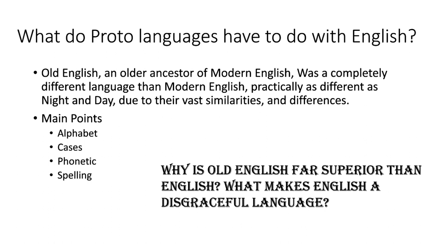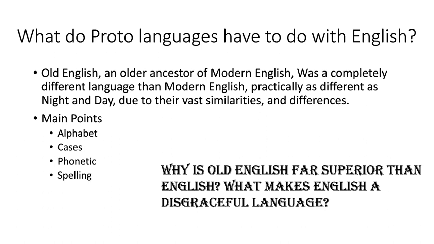Old English, which is basically an older ancestor of the modern English that we know today, was a completely different language than modern English. As a modern English speaker now, I would not be able to understand half of what Old English is, because it just changed a lot during the Norman conquest. And so practically, they're different languages. They're as different as night and day. But night and day also have a lot of similarities, which is why I chose that reference, because Old English and modern English have vast similarities, but they also are very different.